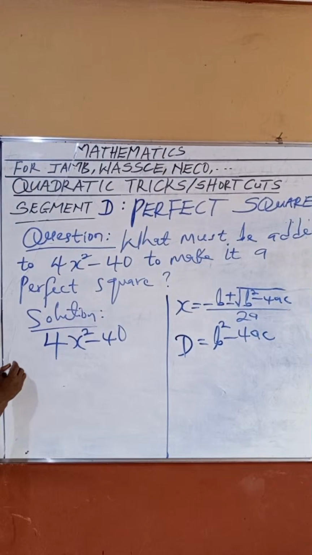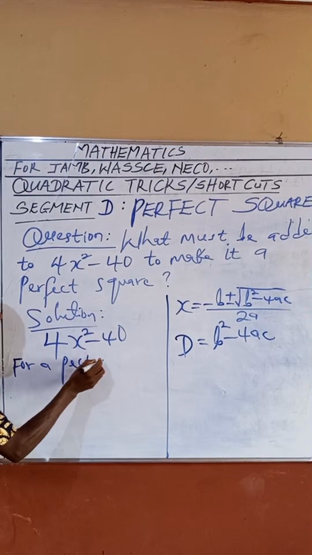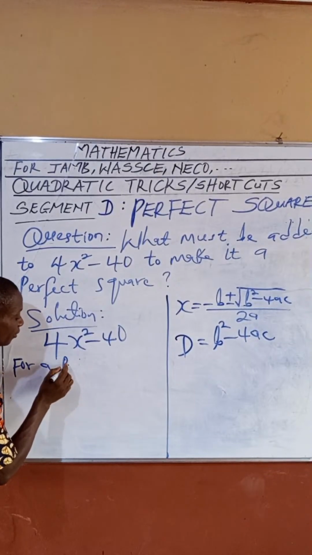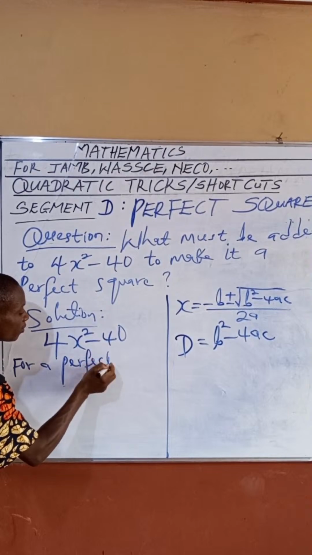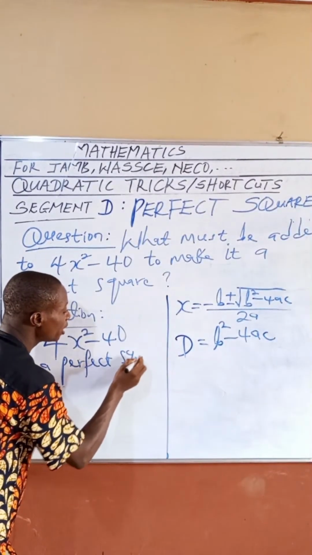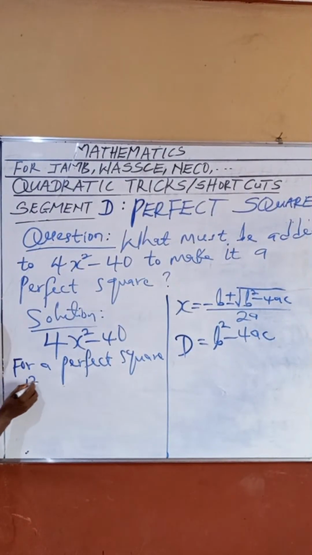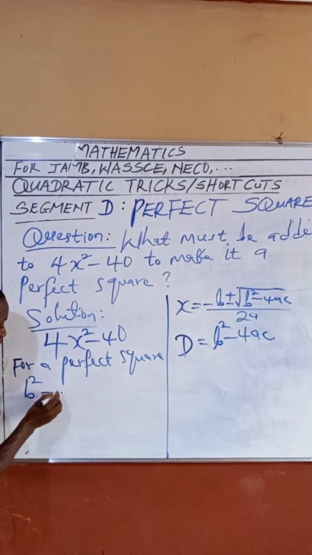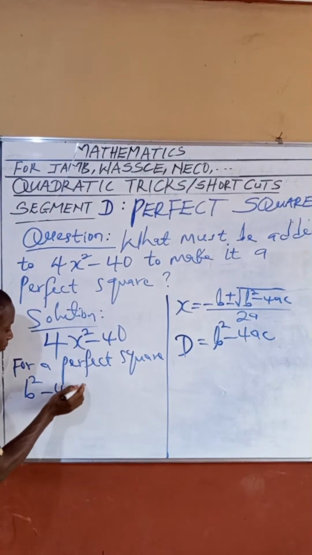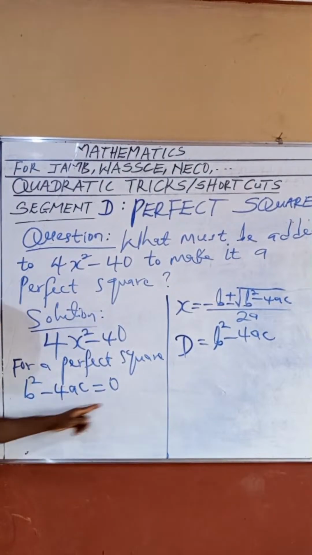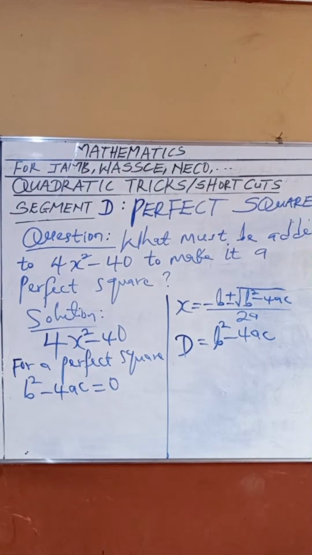Okay, for a perfect square, b squared minus 4ac is equal to what? 0. That's what it is. I hope we are following. That is for a perfect square. B squared minus 4ac must be equal to what? 0.